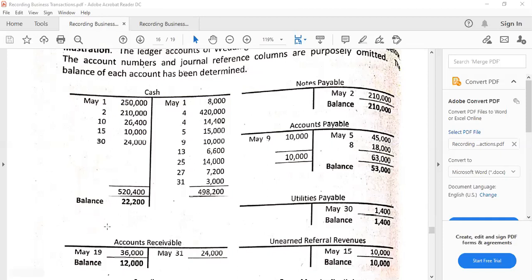After that, we now perform cross footing. So cross footing is getting the balance from the two totals. Now it's possible for notes payable that you only have a credit total, no debit entry, so no debit total, that is clearly zero. So the balance is whatever is the amount, it's 210,000.